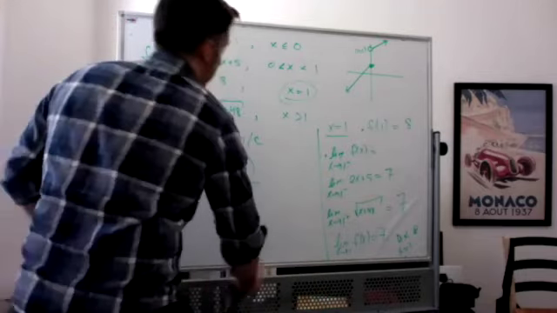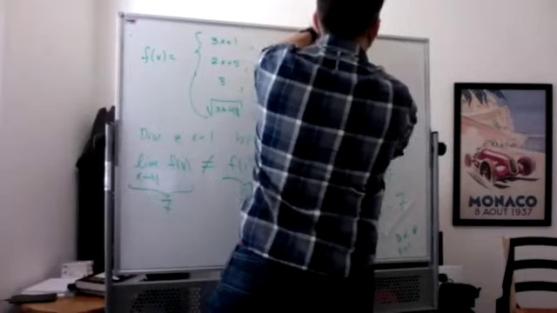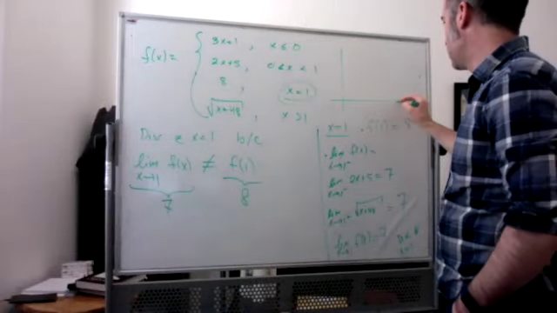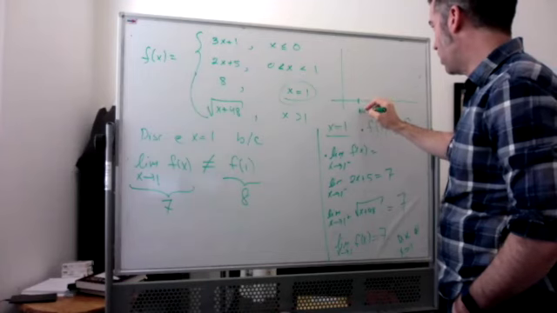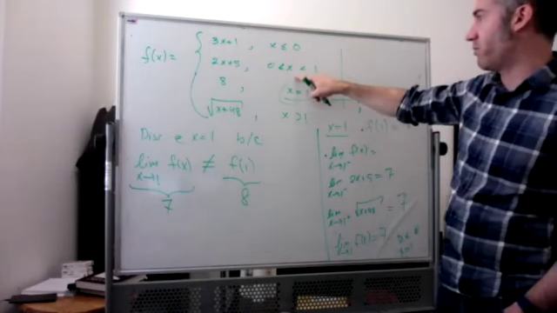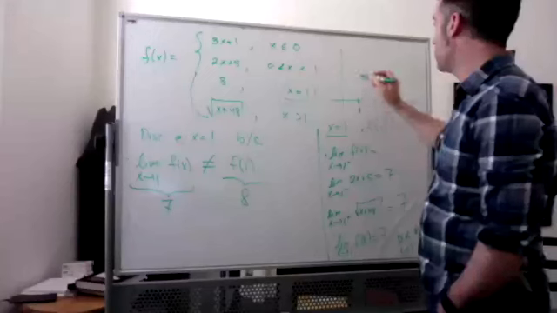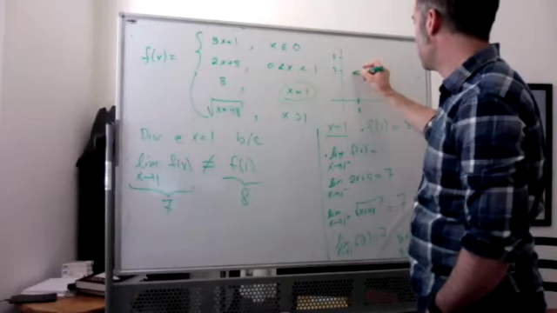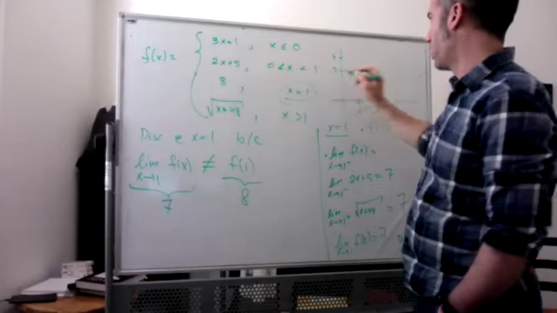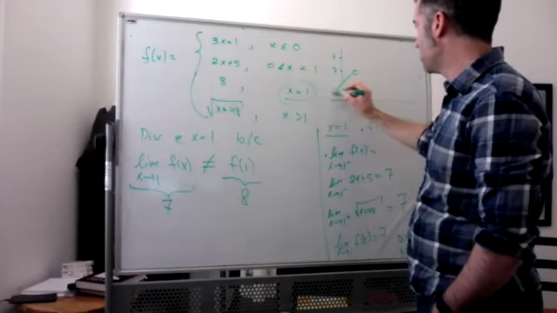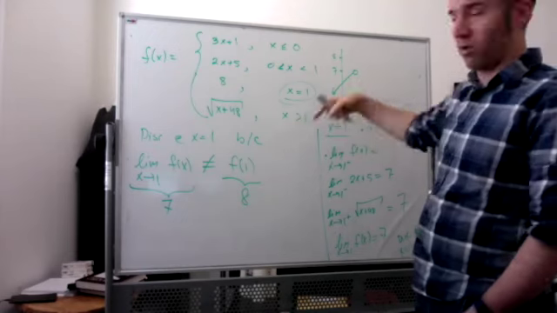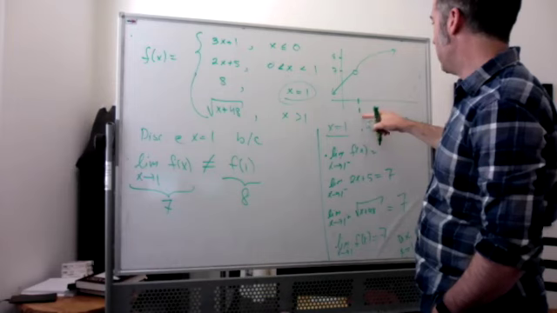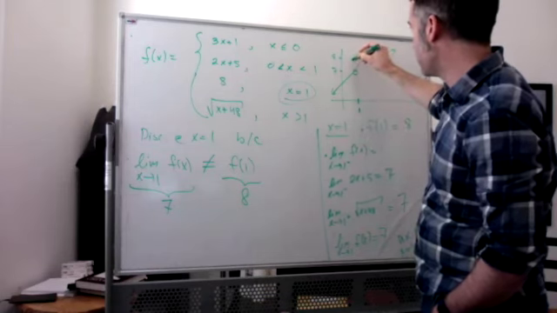Sure, I can try and draw it up here again. Graphically, here's 1. On the left side of 1, we're getting close to 7. Here's 7, here's 8. On the left side of 1, we're coming at 7 like this. On the right side of 1, we're coming at 7 more like a square root. So maybe something like this. But then at 1, the function is equal to 8.